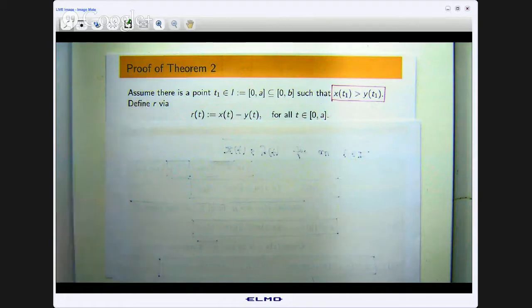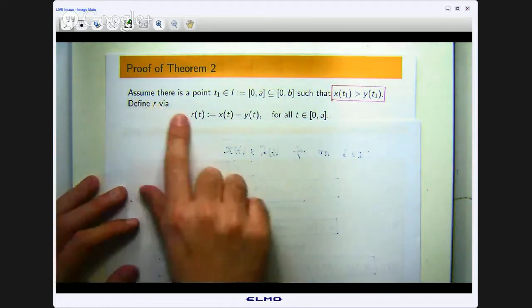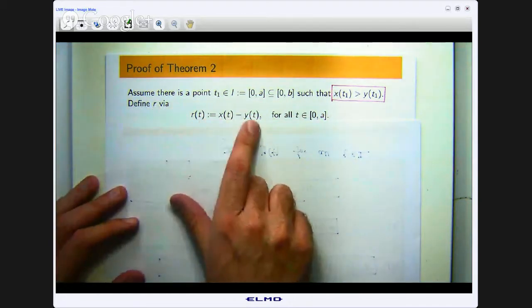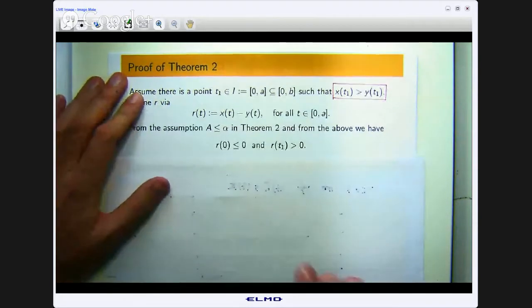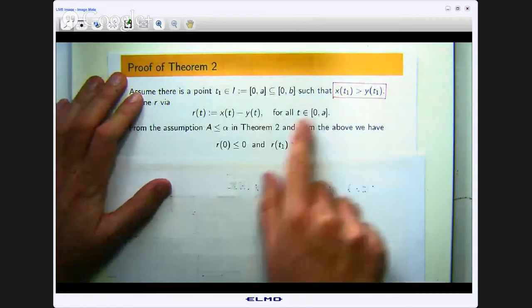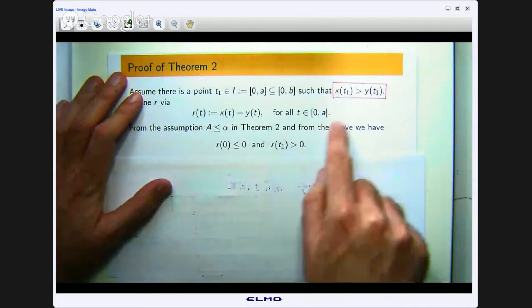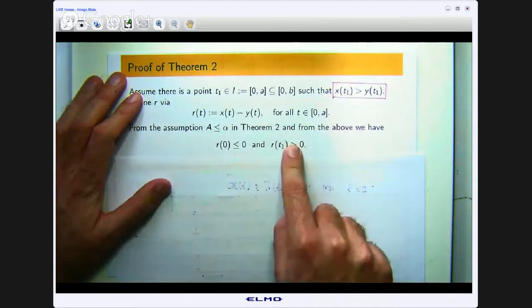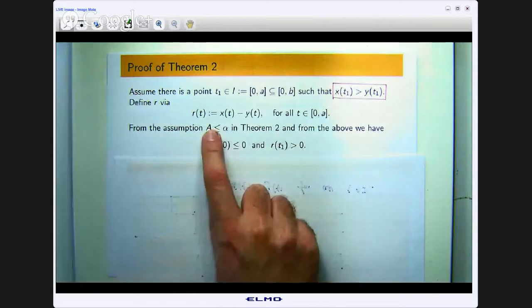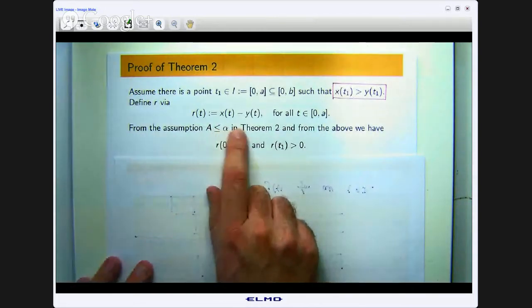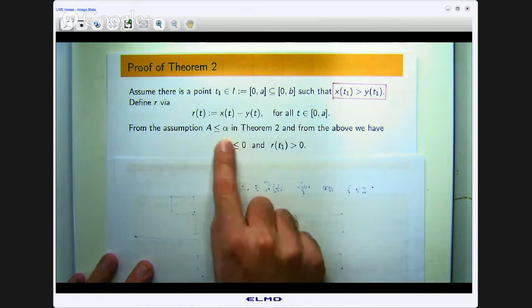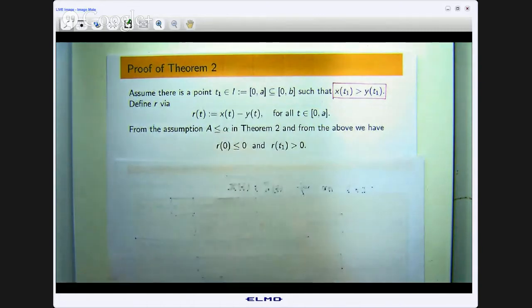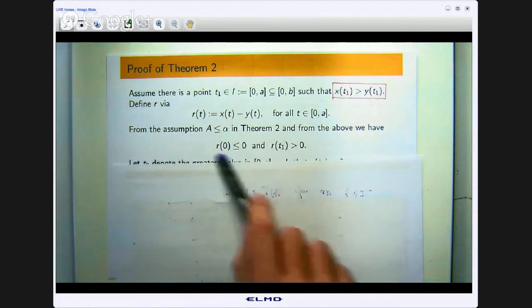All right, so let's introduce a function r, which is just the difference x minus y. Let's look at what this means for r. Well, this means that r of t1 is positive. And this assumption, which is x of naught is less than or equal to y of naught, means that r of naught has to be less than or equal to 0. Okay, so this is going to be important in a minute.